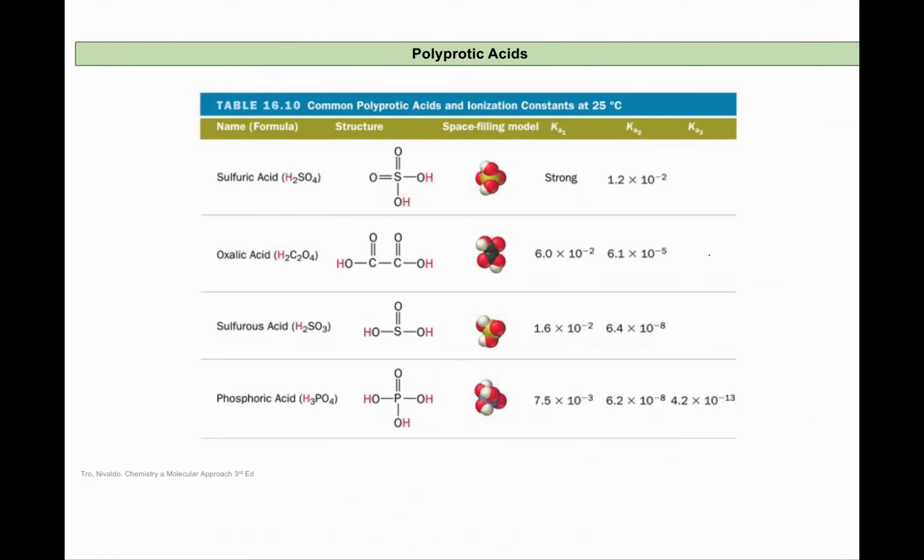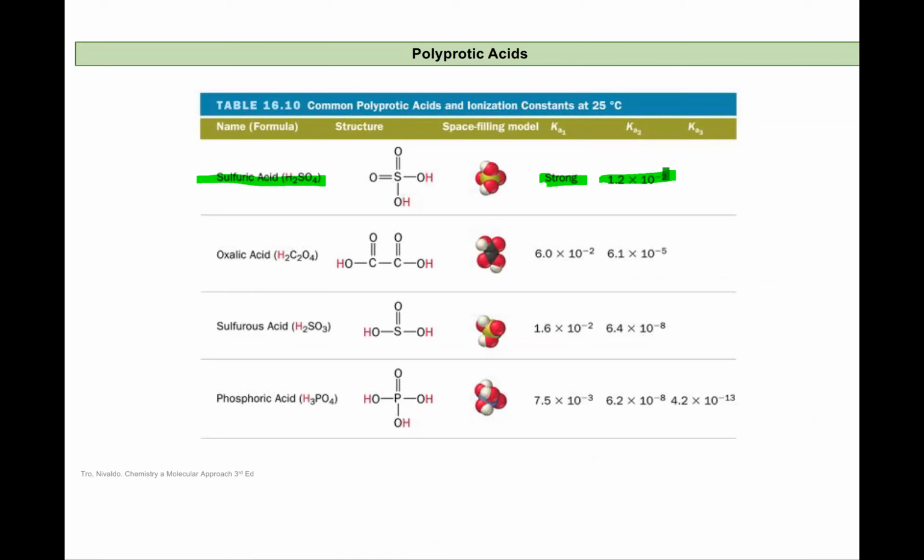So here first are a few examples of Kas for different polyprotic acids. As we just talked about with sulfuric acid, our first Ka is strong, so it's large enough that we can assume it all ionizes. And our second Ka is 1.2 times 10 to the -2, which is actually a large Ka for a weak acid.